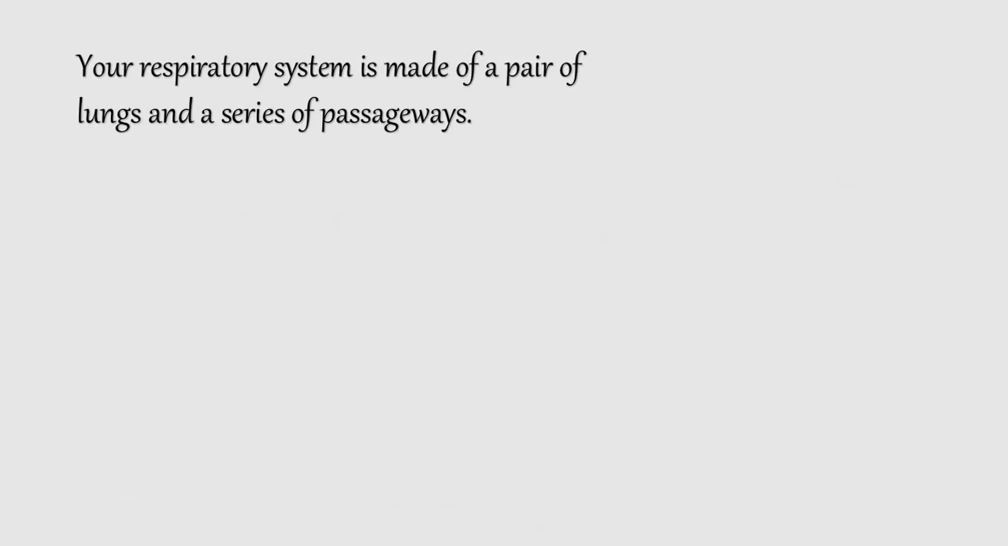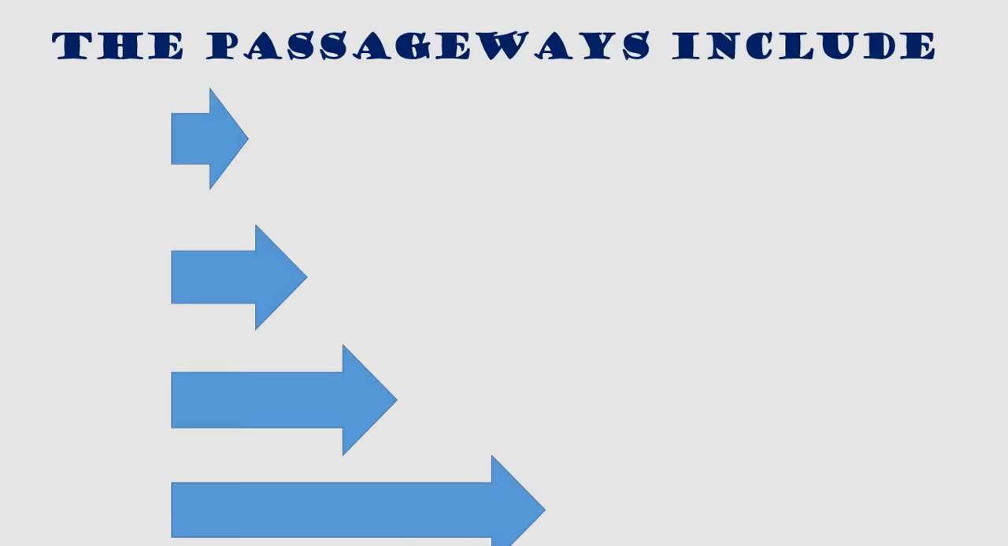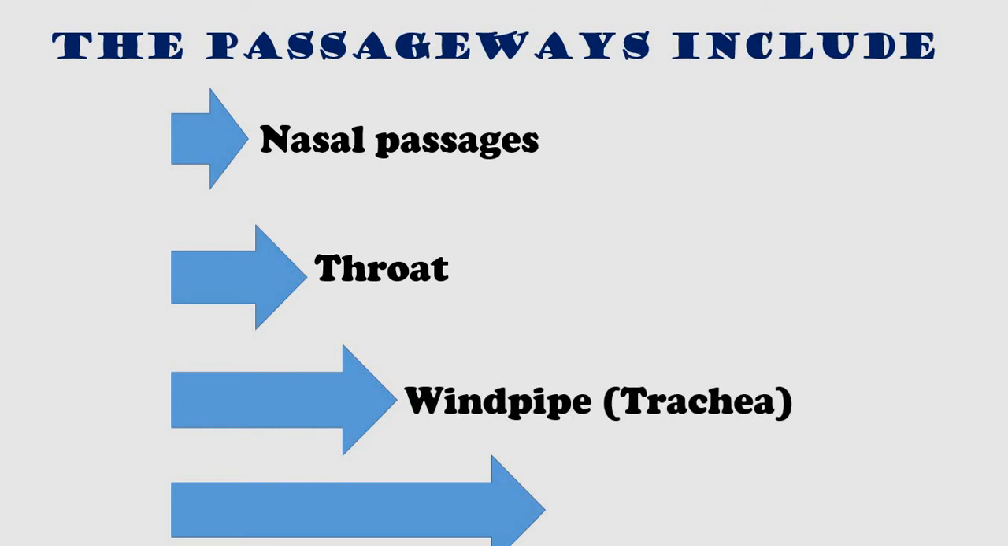Your respiratory system is made up of a pair of lungs and a series of passageways. The function of the respiratory system is the exchange of oxygen and carbon dioxide between the atmosphere and the blood, and between the blood and the body cells. The passageways included in the respiratory system are the nasal passages, throat or pharynx, the trachea, and bronchi.